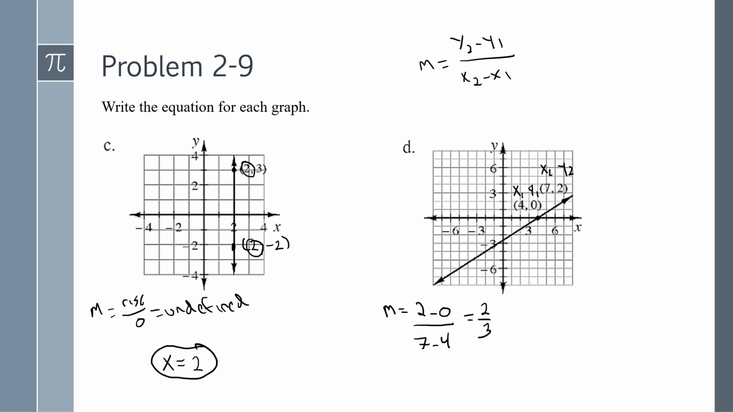And so now, if I want to write it in this format, which is the standard way we'll write all our lines in this class, I need to find b. So I can pick one of these points. I'll usually pick the first point.